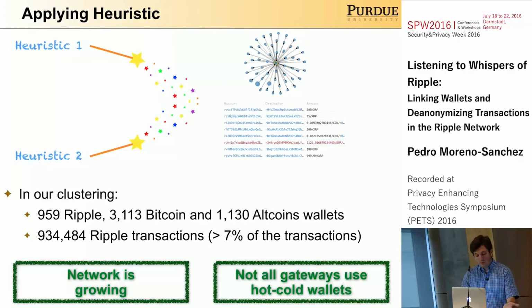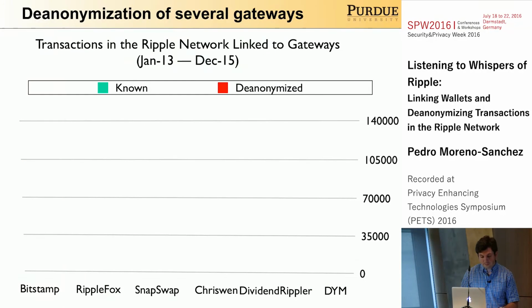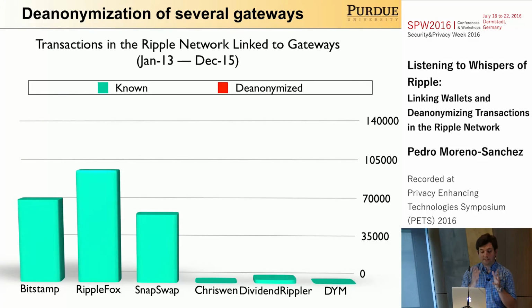For those gateways that are applying this hot cold wallet mechanism, we performed a de-anonymization process. In this graph, we show in the x-axis some of the gateways that we studied, and in the y-axis, we show the number of transactions that they have been performing. In green, we show the transactions associated to publicly known wallets, or wallets that are publicly associated to the gateways.